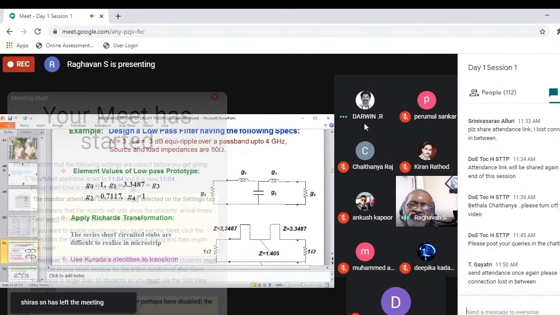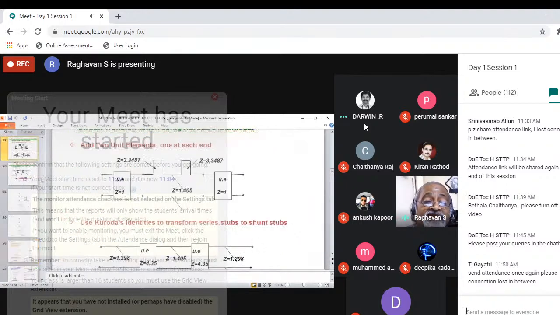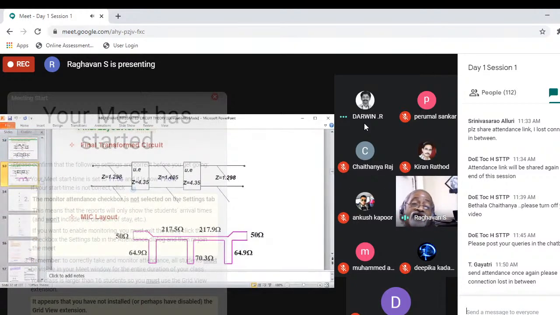Fully series is not much use, but fully parallel will be very useful if you want to realize it in some transmission line. So that's where you can make use of the Kuroda transformation and go stage by stage and finally get up to this. Now this is what you finally get.